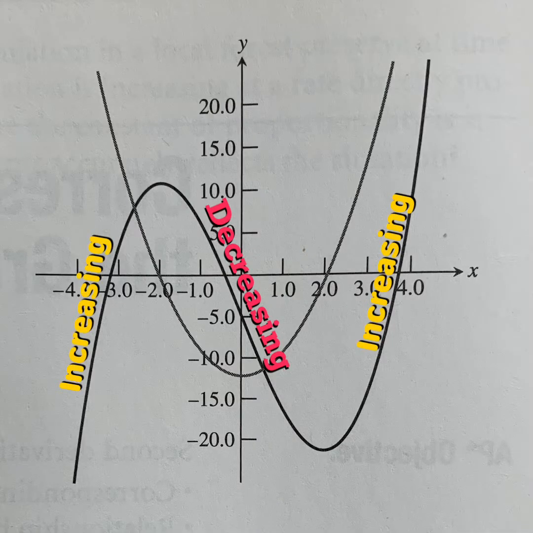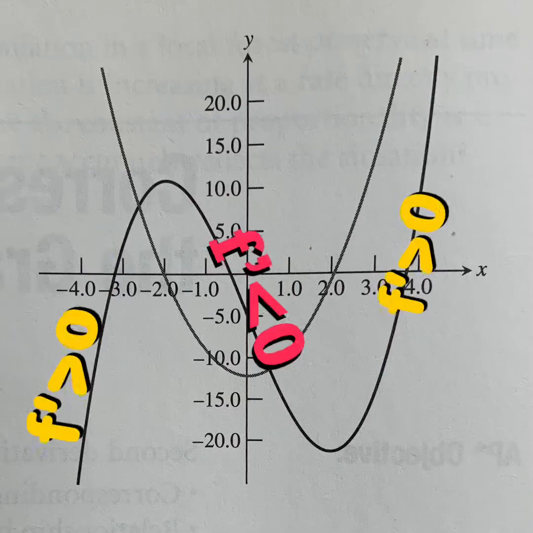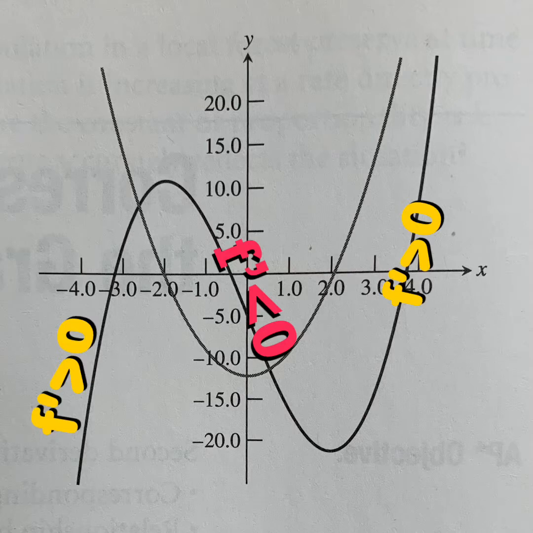Notice how the original graph goes from increasing to decreasing to increasing again. In calculus, that translates to f prime being positive, to f prime being negative, to f prime being positive again. When your derivative changes from positive to negative, you hit a maximum value. When your derivative changes from negative to positive, you hit a minimum value.